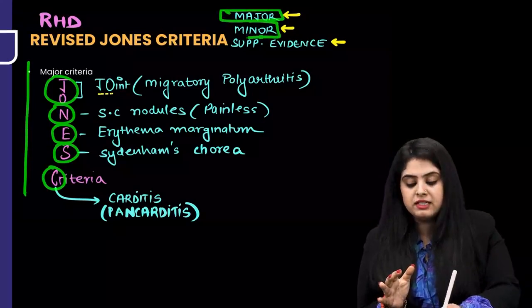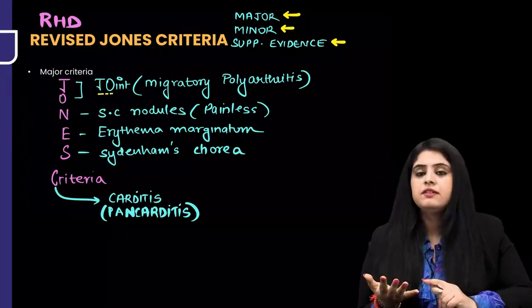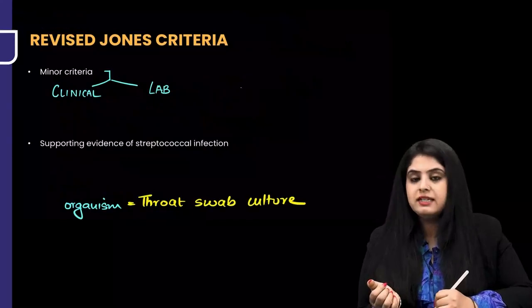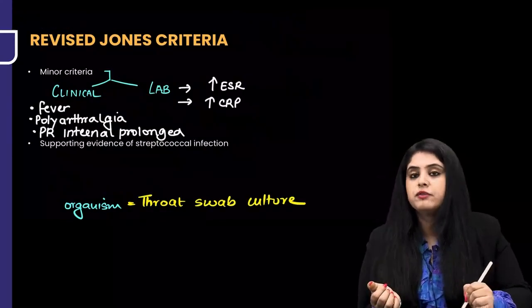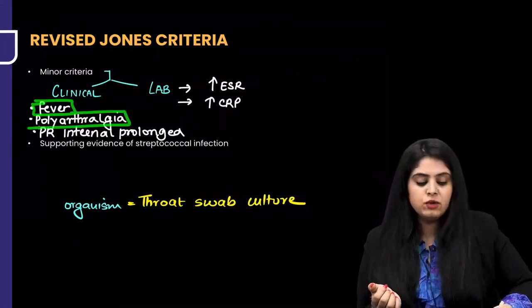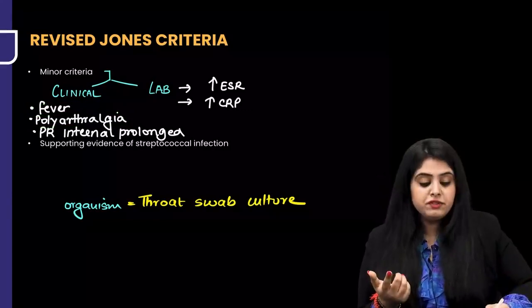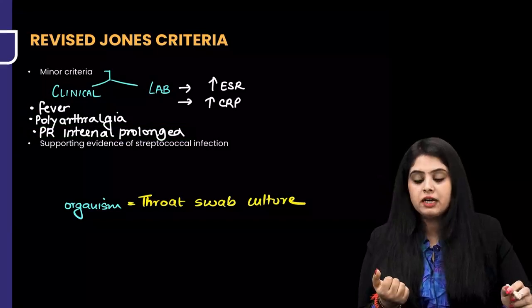What is the minor criteria? Small things. Think from the bacterial point of view. If there's a bacteria, bacteria will cause fever, bacteria will cause joint pains. So fever and arthralgia will occur. What is the ECG finding? Very important. Prolonged PR interval is seen in rheumatic heart disease.